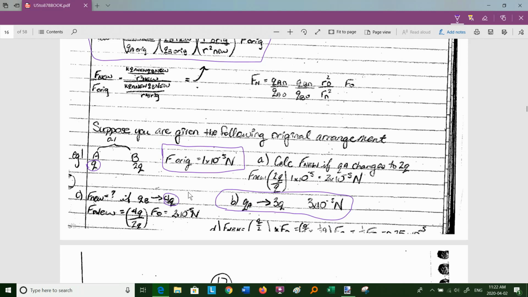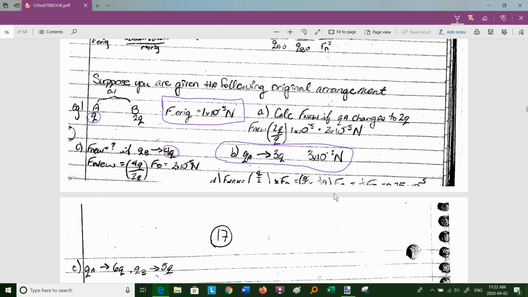Okay, and then I have a fourth example where it got cut off the boundary there, so don't worry about it. Let's go to page 17.